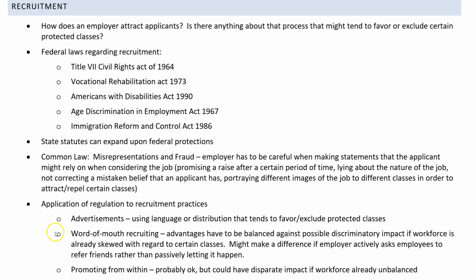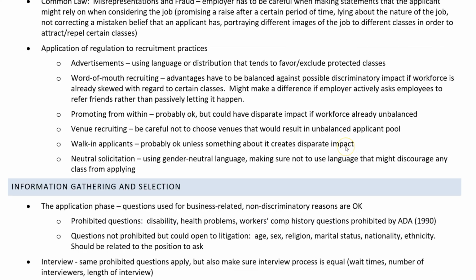Moving on just a little bit. Applying our regulation to recruitment practices. We have to think about all the steps along the way just to make sure we're not missing something that might get me in a little bit of trouble later on. So things like the advertisements that we put out. Is there any language or maybe even an image in there that might tend to favor or exclude protected classes?